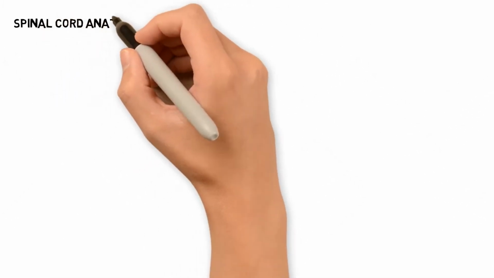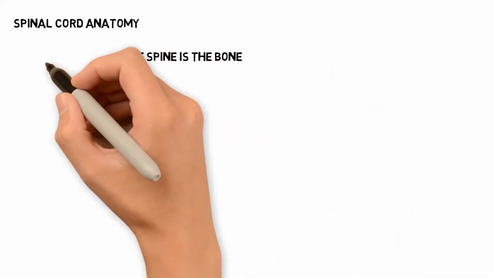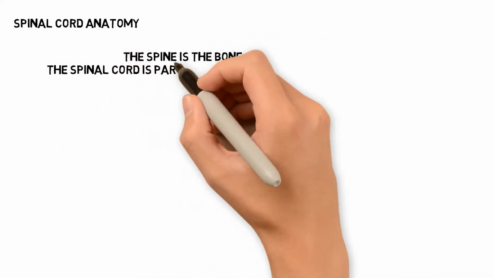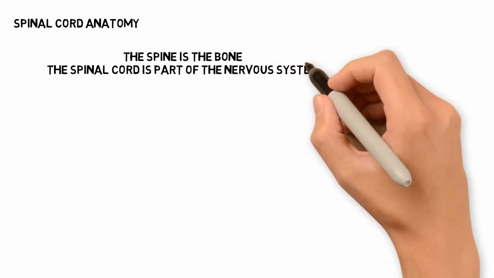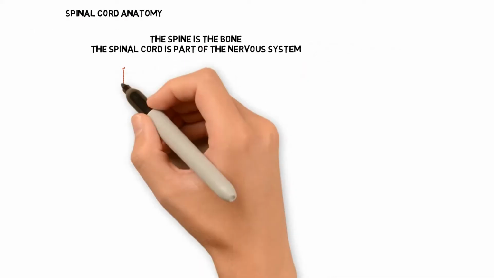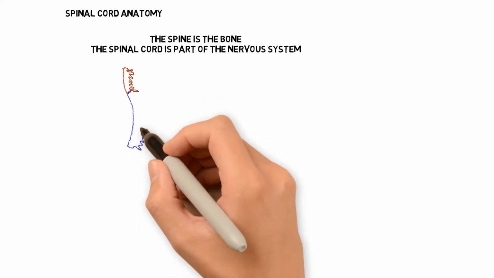This is the video on spinal cord anatomy. The spinal cord is a long structure that lives inside the spine. There is a special opening in the bone that the cord travels through, known as the vertebral foramen. The bone protects the spinal cord from injury.